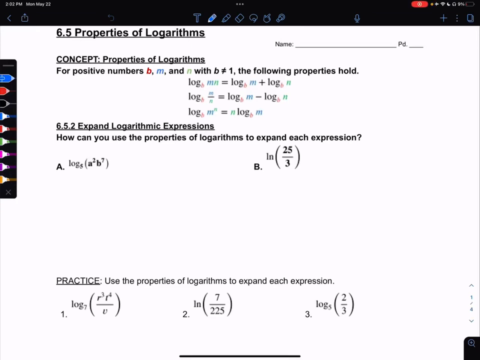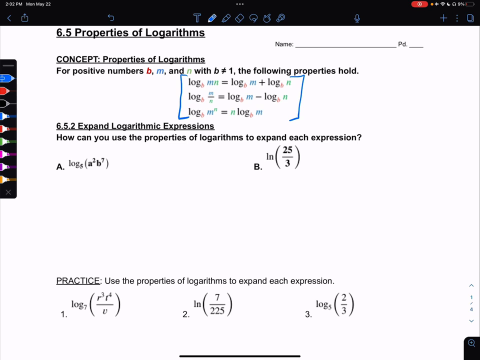In this video, we're going to look at expanding logarithmic expressions, and we're going to focus on these properties of logarithms here. So we're going to apply those to parts A and B in 6.5.2. So the question is, how can you use the properties of logarithms to expand each expression? In part A, we have log base 5 of a squared times b to the 7th.